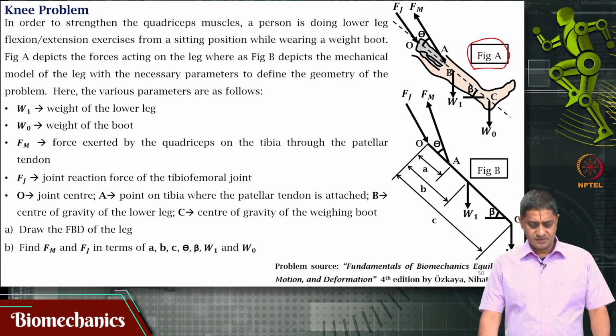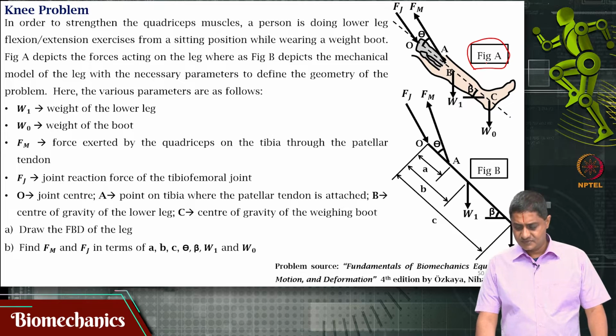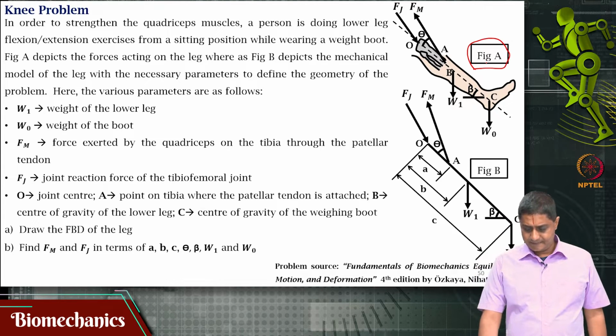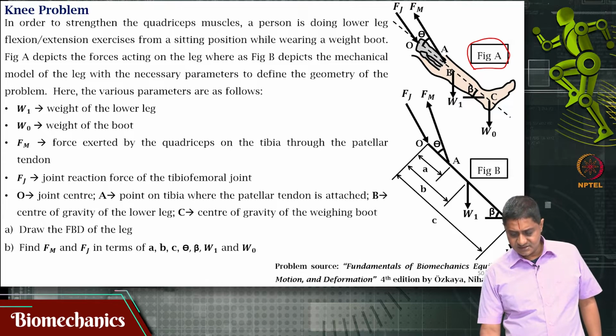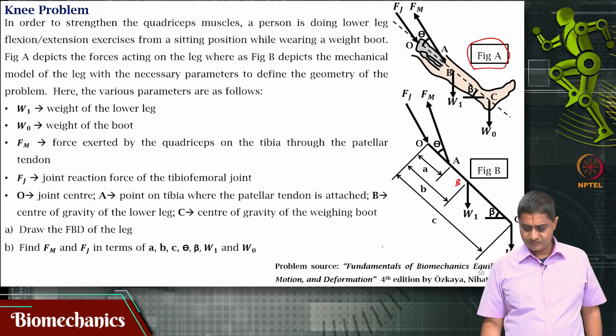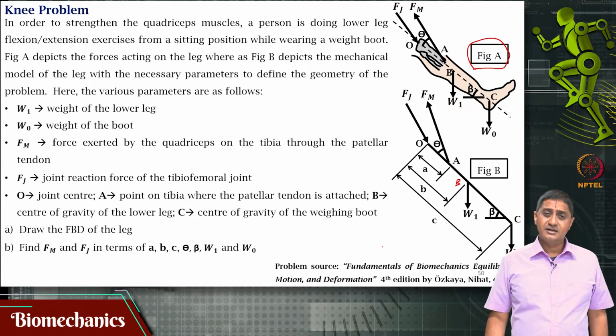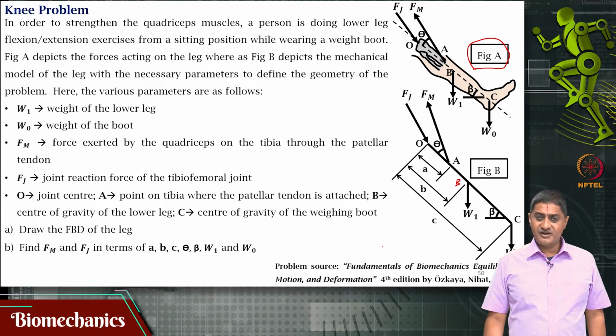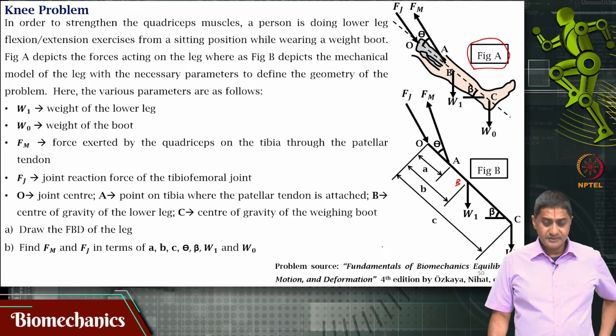O is the point about which the movement is happening, or the joint center. Capital A is a point on the tibia where the patellar tendon attaches. Capital B is the center of gravity of the lower leg, that is that point. Capital C is the center of gravity of the weighing boot and the foot, for example, put together. Where is that center of gravity?